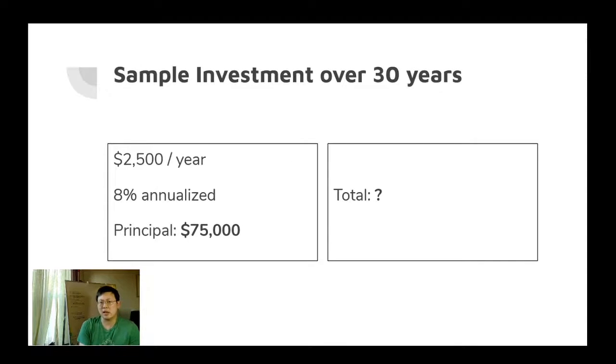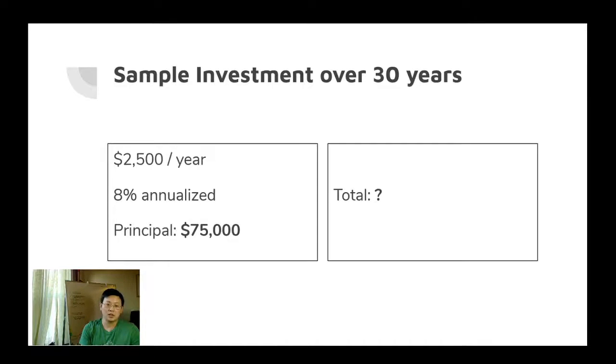So here's a sample investment over the next 30 years. And I put in some arbitrary numbers. We could adjust these as whatever you feel would work for you. I picked $2,500 a year. It comes out to about $50 a month. And then at an 8% annualized rate, after 30 years, the principal, the total amount of money we put in, is $75,000.